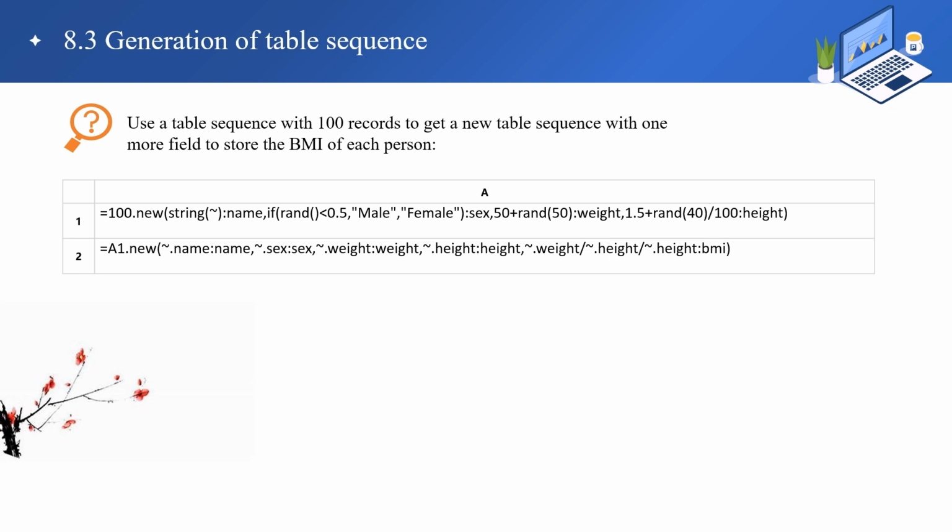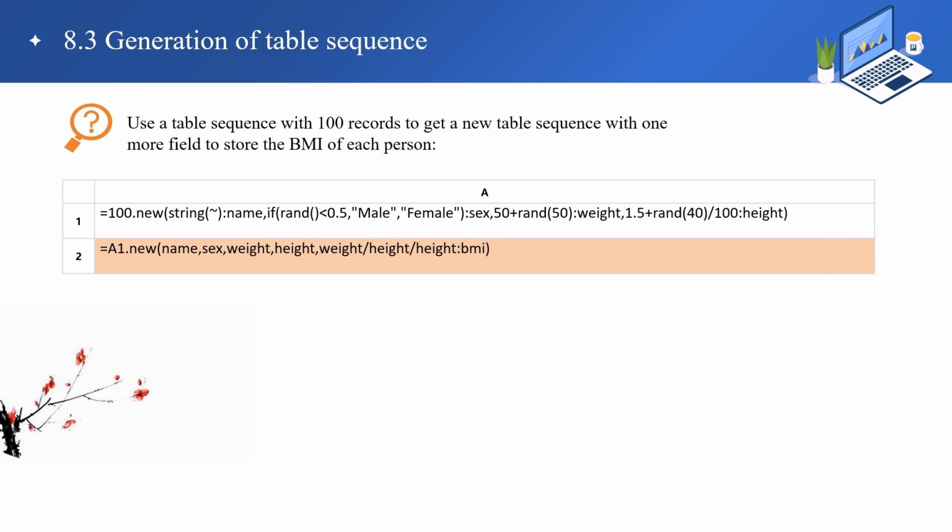SPL stipulates that in the loop function of a table sequence or a record sequence, the field name can be directly used to refer to the field of the current member without writing tilde dot, that is, name is tilde.name, sex is tilde.sex. Moreover, as we said earlier, the new function can sometimes omit the field name, and it can be omitted when the current formula and the field name of the target table sequence are the same. In this way, A2 can be written as follows. This makes it look much clearer and less error-prone.